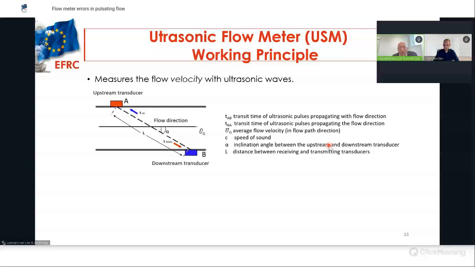The last meter which I shall discuss is the so-called ultrasonic meter that measures the flow velocity with ultrasonic waves. You see the meter here. You have a so-called upstream transducer which sends out an ultrasonic wave to the other transducer, and after that the transducer will send back also an ultrasonic wave.